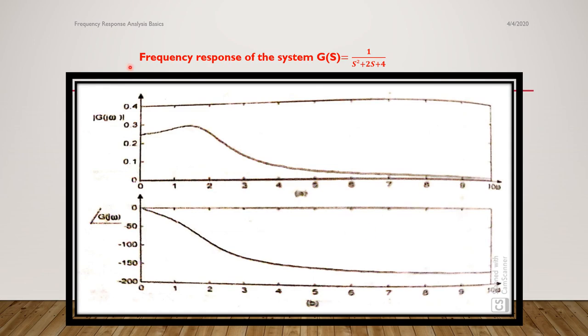The figure shows the frequency response of the system G(s) = 1/(s² + 2s + 4). Figure A shows the magnitude plot, magnitude |G(jω)| versus frequency ω, and the phase plot, the angle of G(jω) versus the frequency ω. So this is the phase plot, figure B. The other figure is the magnitude plot.